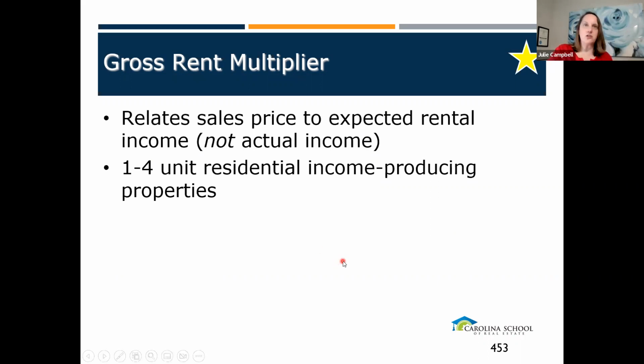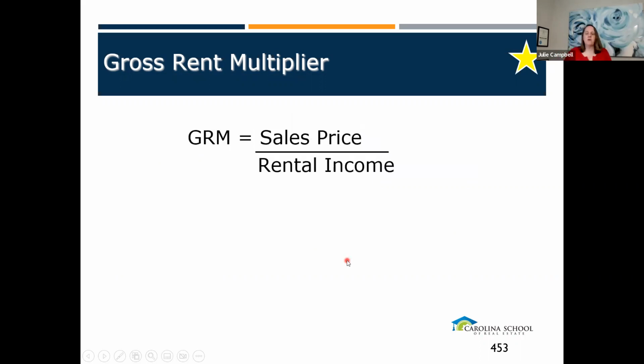The GRM only looks at 2 things. It looks at the sales price divided by rental income. Typically with the GRM, if it's a residential property, we may look at monthly rental income. And that'll tell the investor how many months until I get my money back. If it's a commercial property, they will look at annual rental income. And that's going to tell them how many years before I get my money back.